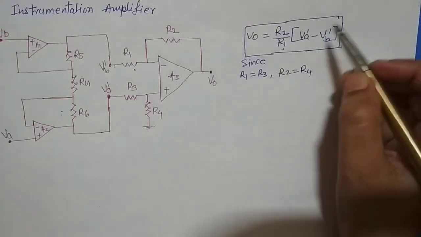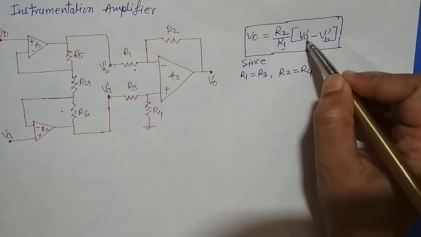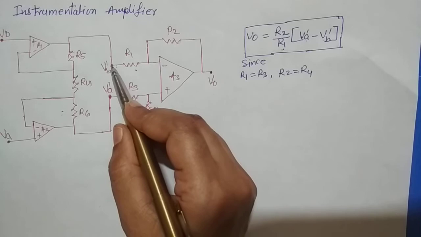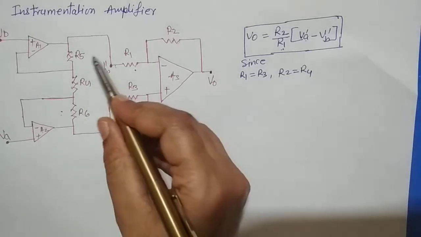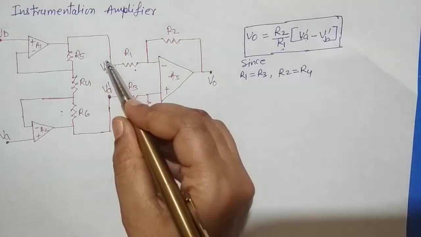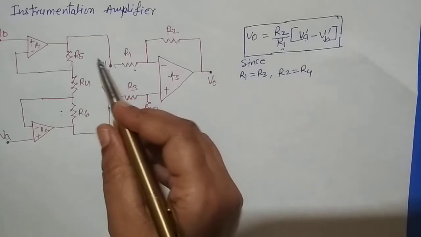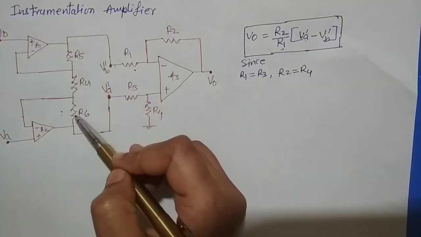Next we want to find this value of VA dash minus VB dash, which exists here. This is the VB dash and this is the VA dash. If we apply KVL in this loop, then we can find this term. For applying KVL in this loop, we need the current across these resistors.